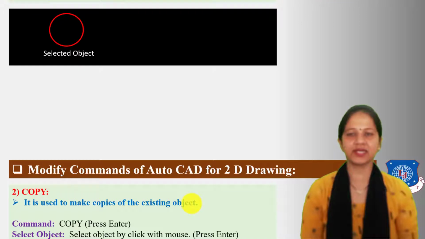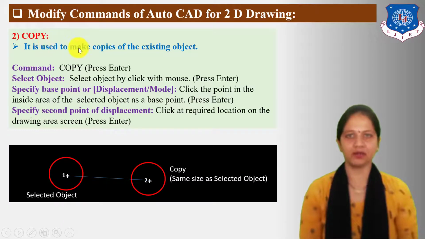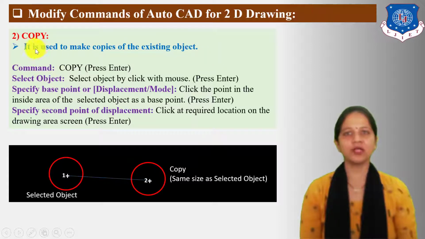Next, let us understand the copy modify command. It is used to make copies of the existing object. The command for copy is copy. So type copy in the command area, then press the enter key. The next statement displayed in the command area is select objects. Select the object by clicking with the mouse from right to left, then press enter.